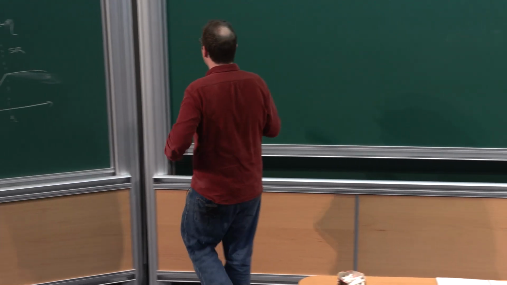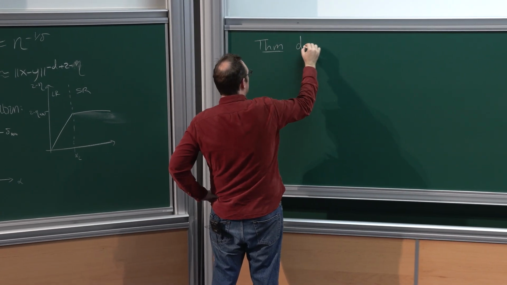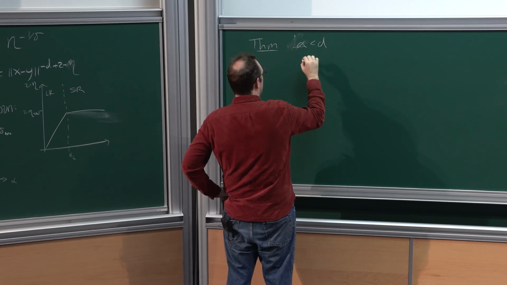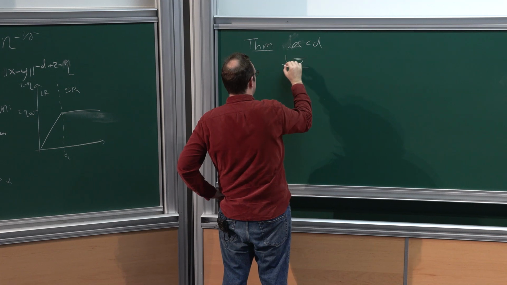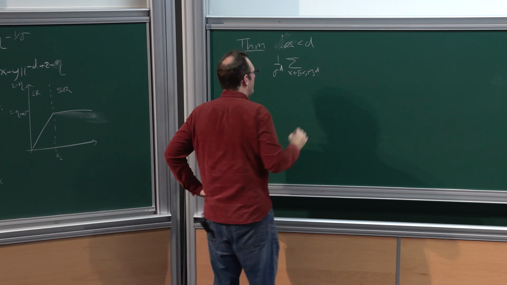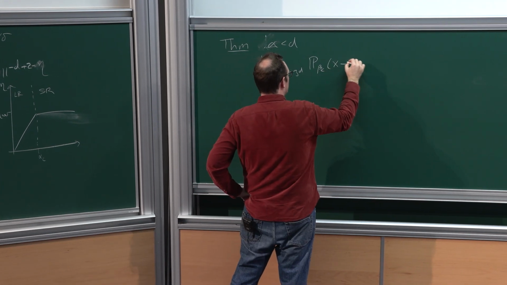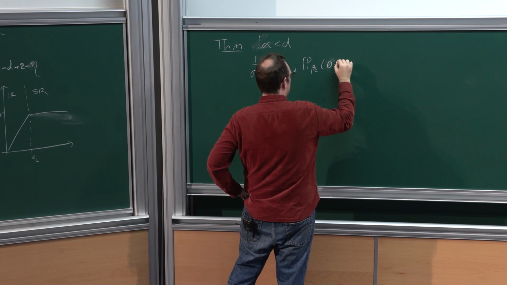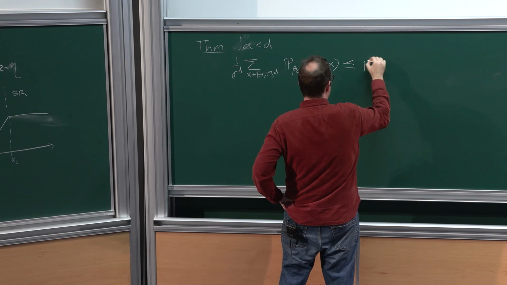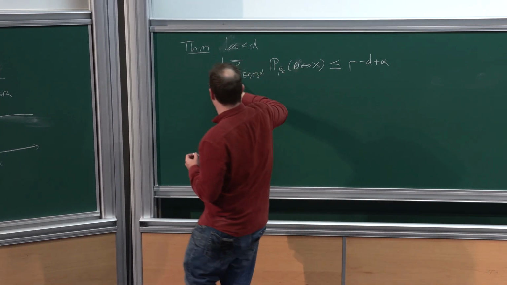And what I want to prove is this theorem that I stated before, which is that if alpha is less than d, then at criticality, if you look at the average of the 2-point function from the origin to x, it's bounded by some constant times r to the minus d plus alpha. This is an r, sorry.